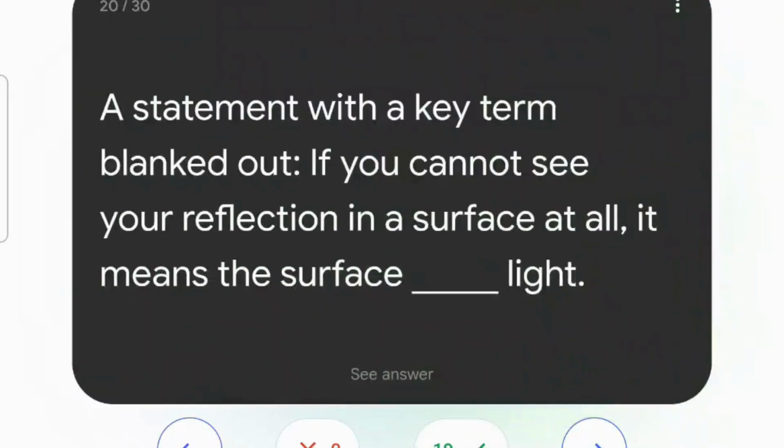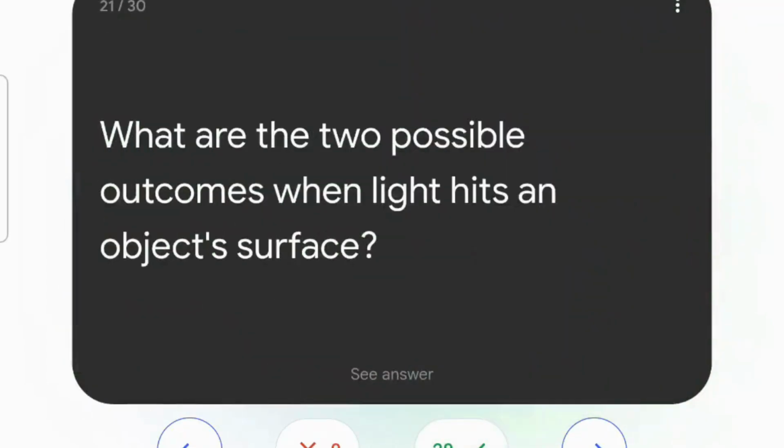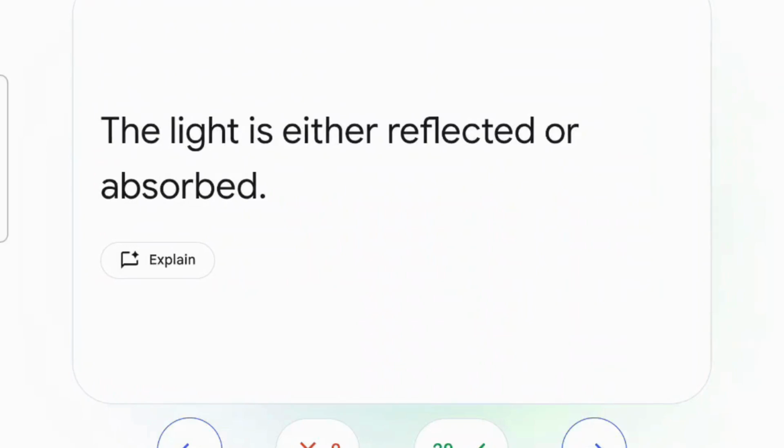A statement with a key term blanked out. If you cannot see your reflection in a surface at all, it means the surface, blank, light. Absorbs. What are the two possible outcomes when light hits an object's surface? The light is either reflected or absorbed.